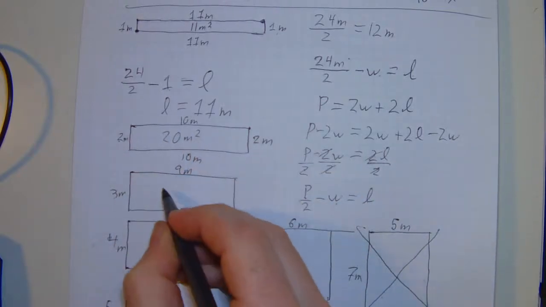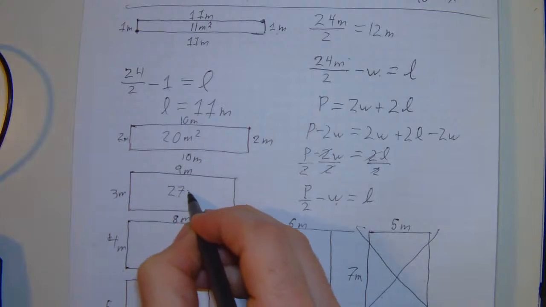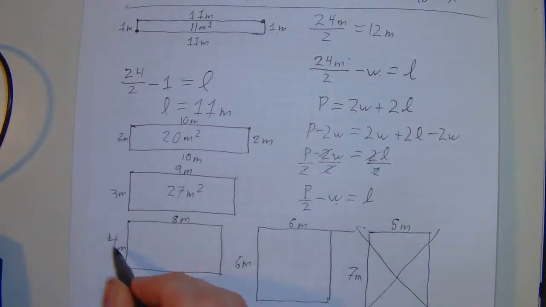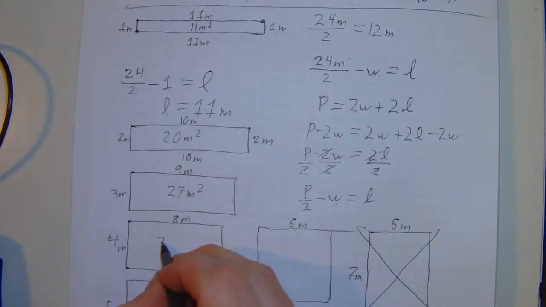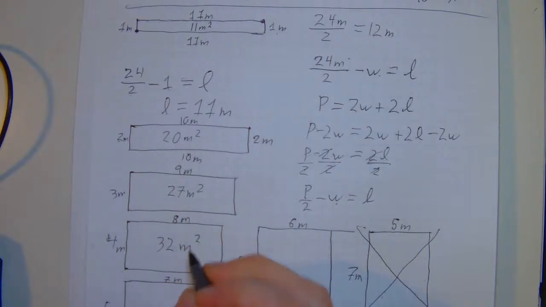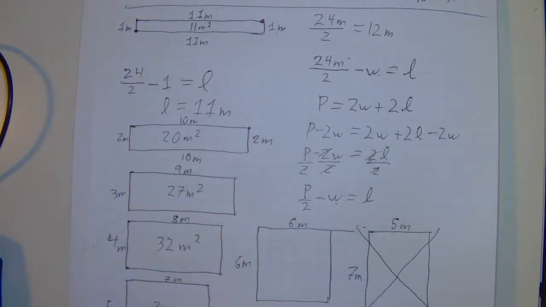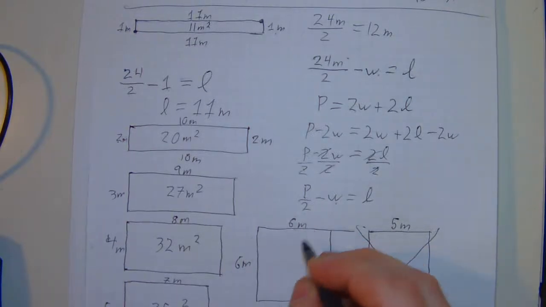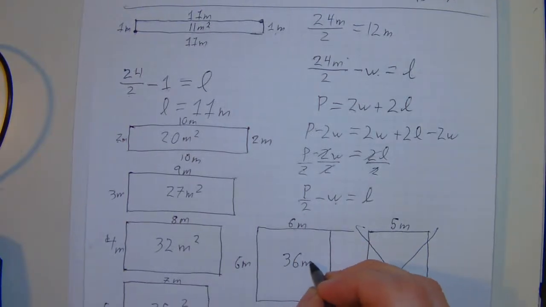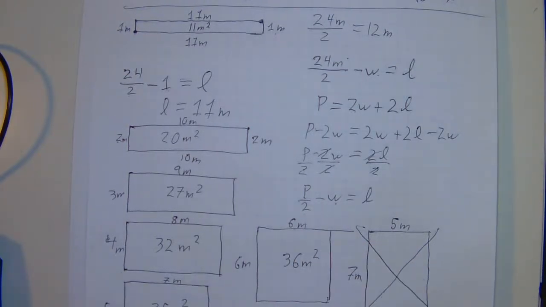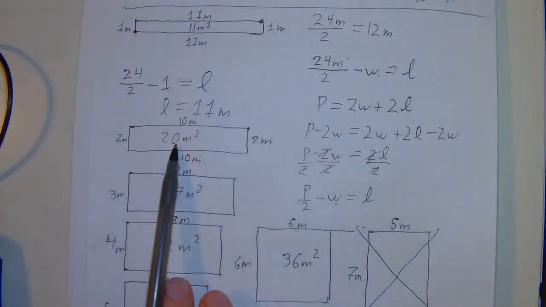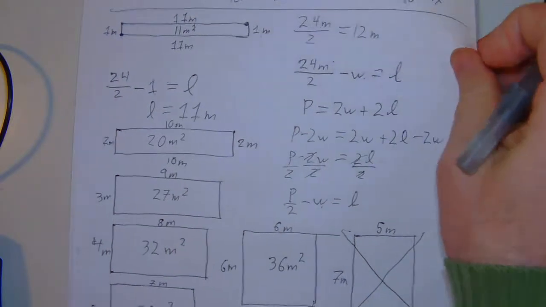3 meters times 9 meters. Well, 3 times 9 is 27, so 27 meters squared. 4 meters times 8 meters is 32 meters squared. 5 meters times 7 meters is 35 meters squared. 6 meters times 6 meters is 36 meters squared. All right. So you can see that we do indeed have different areas on the various rectangles.